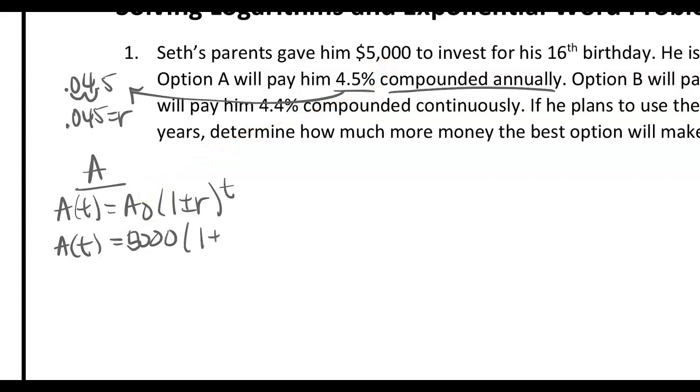I'm going to do 1 plus, because we said this should be a positive thing. You're investing it. It should be going up. My rate is 0.045, and I'm just going to keep it to the t power for now. I want you to at least see what this equation looks like without plugging in your time.